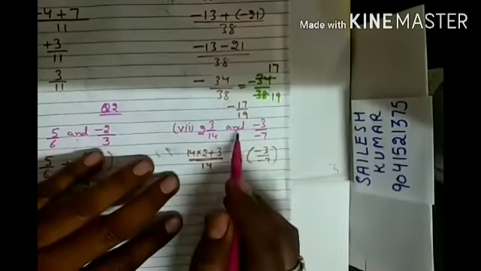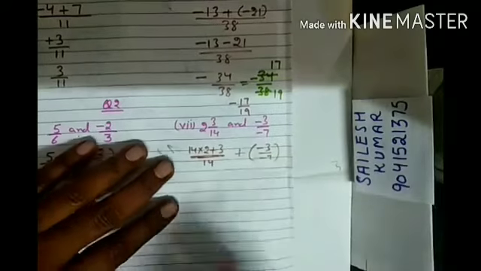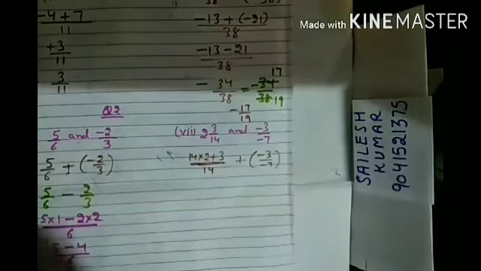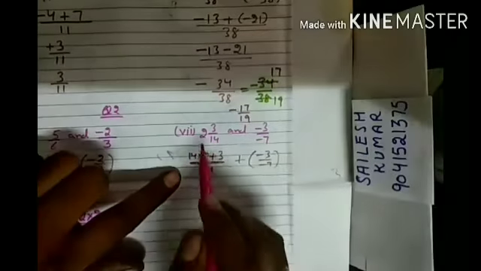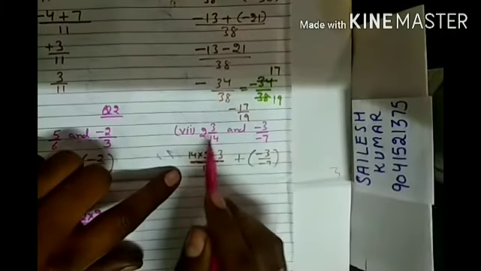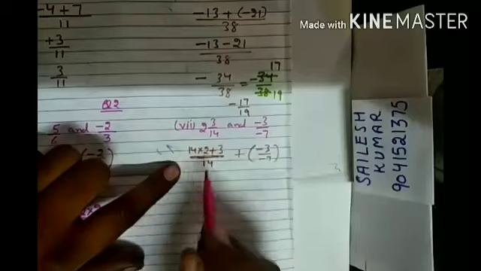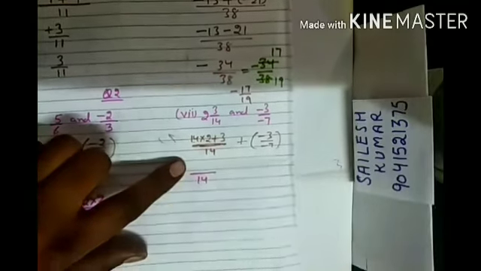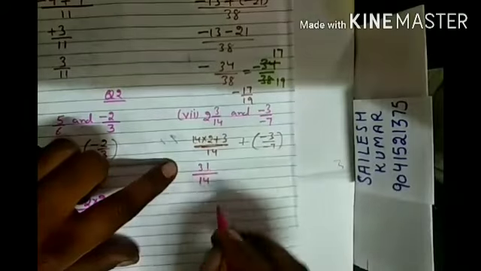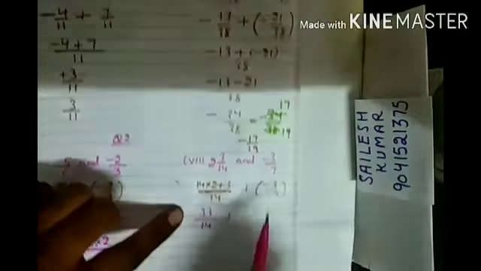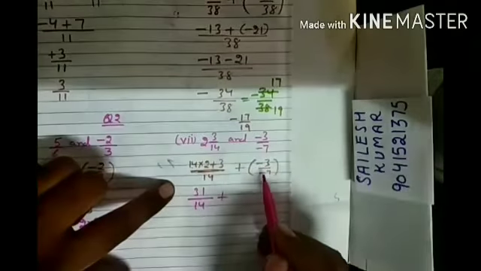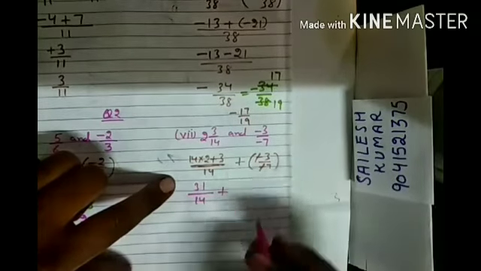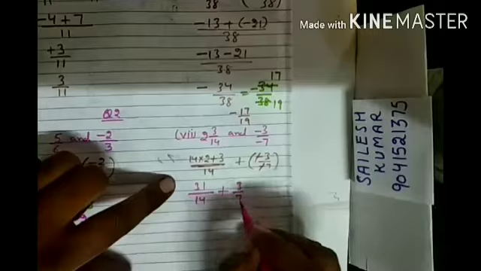Now here, 2 and 3 by 14 and minus 3 by minus 7. Here first of all, this is a mixed fraction and I will convert it into an improper fraction. How? That is the rule we know. 14 into 2, that answer will be added to 3. So I will get 28, 28 plus 3, that is 31 by 14. Now plus, as I have explained to you, if there is a minus symbol in both numerator and denominator, then you will cancel them and it will become a positive rational number. So I can write it like this.